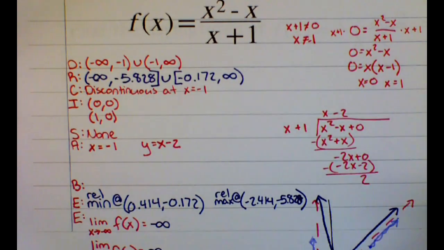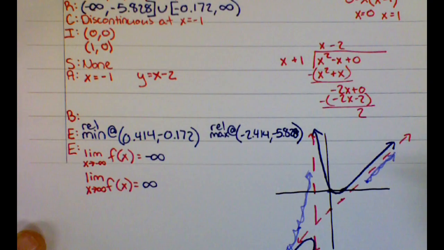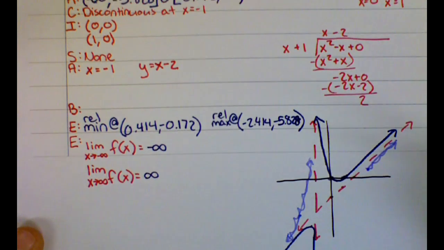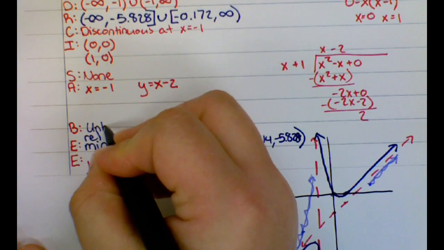All right, boundedness. This one, since it goes up and down forever, it's kind of bounded in the middle, bounded like there's a boundary. We're mostly going to skip boundedness, but it goes on forever, so we say unbounded.